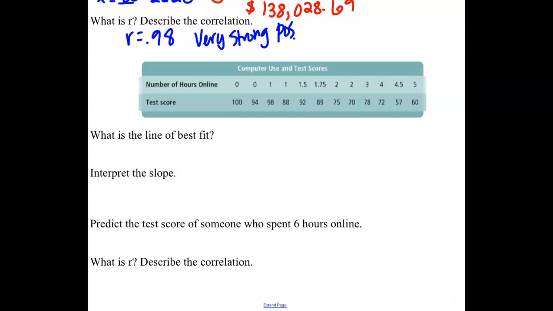All right, our next example. It says computer use and test scores. So this data is referring to the number of hours students spend online not doing schoolwork, just other things, and their test score. In other words, they're spending more time playing games on their computer versus studying for their test. So we want a line of best fit again. We're going to interpret our slope and make a prediction from it and look at our correlation.